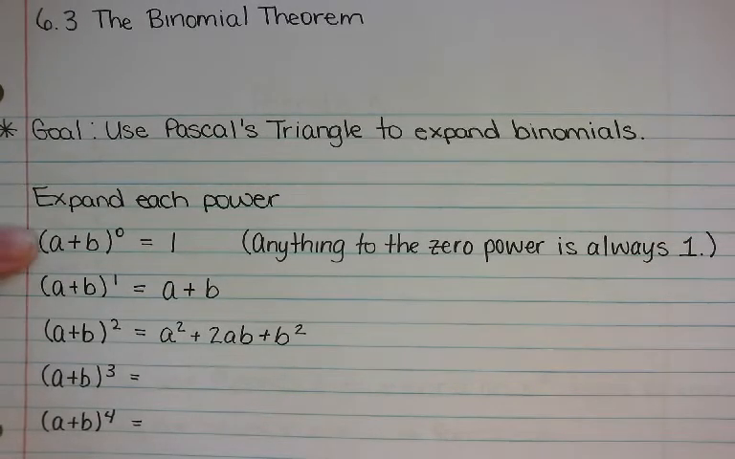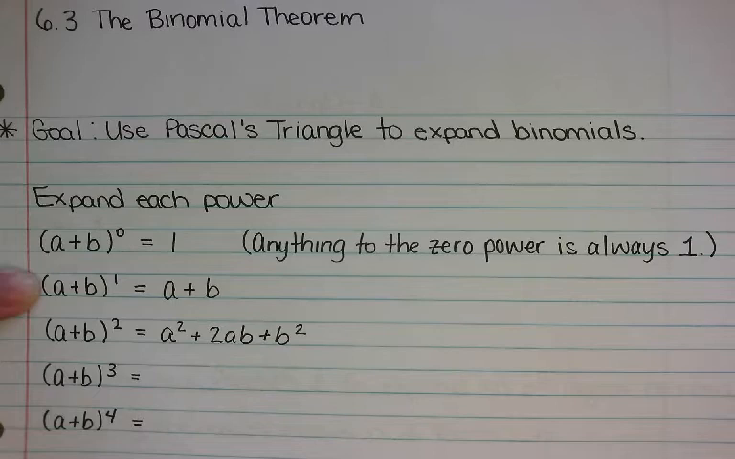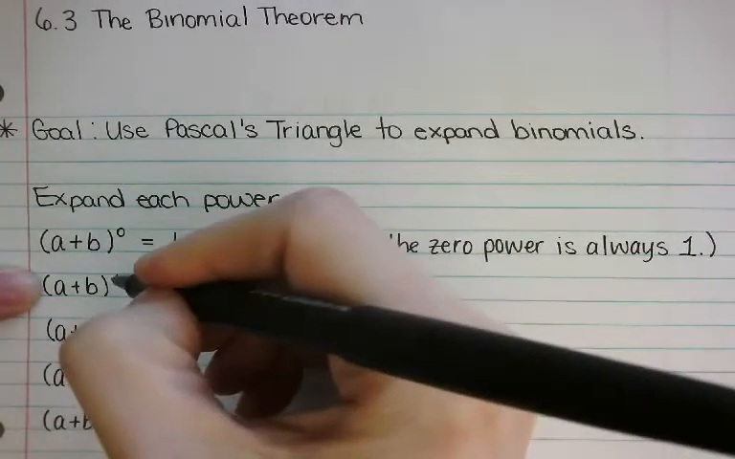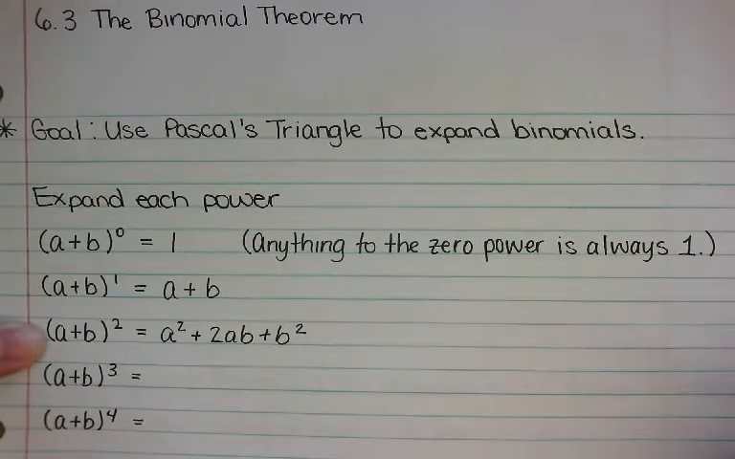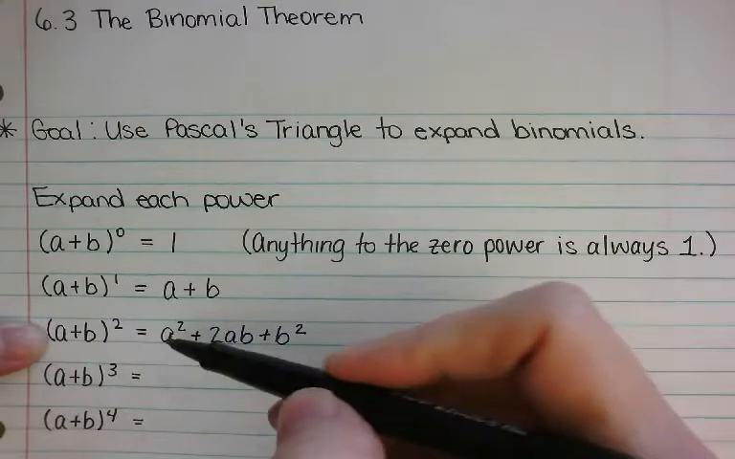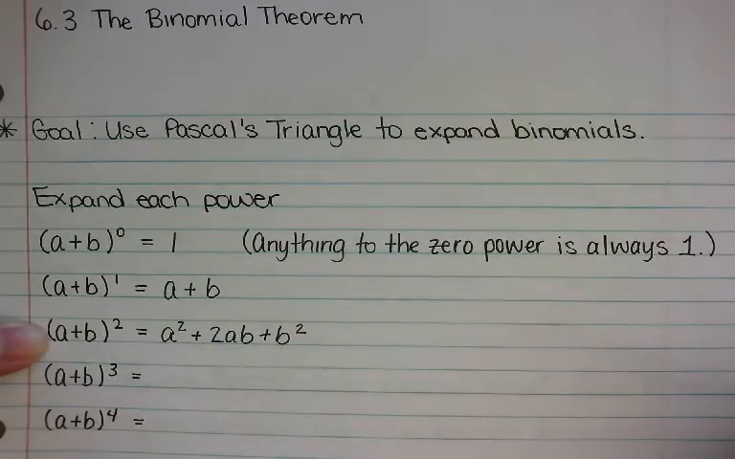All right, so for example, if they gave me a binomial a plus b to the 0, I know that's going to equal 1 because anything to the 0 power is always 1. Let's say they take the binomial to the first degree. I know that that's still just going to be a plus b. Yesterday we talked about that if we had a binomial squared, that the result was a perfect square trinomial.